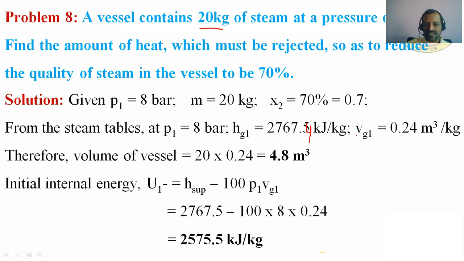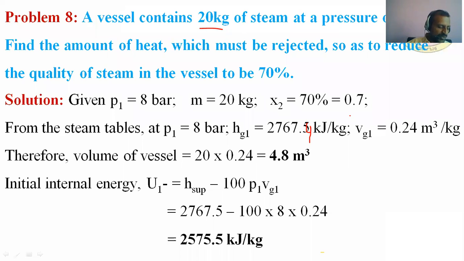2767.4 kilojoules per kg. Then this is the specific volume. Vg means it's the specific volume of dry saturated steam. If Vf comes, Vfg comes, then it is wet steam. So it is not wet steam. It is the dry saturated steam now.